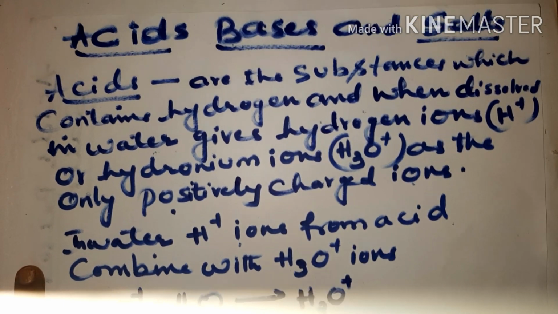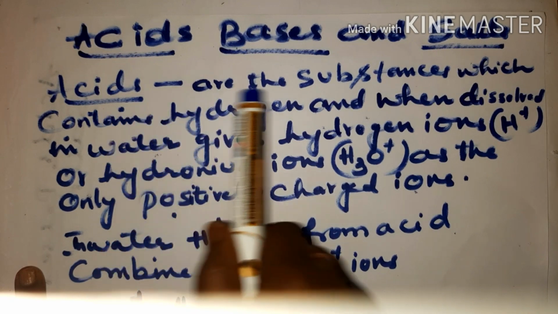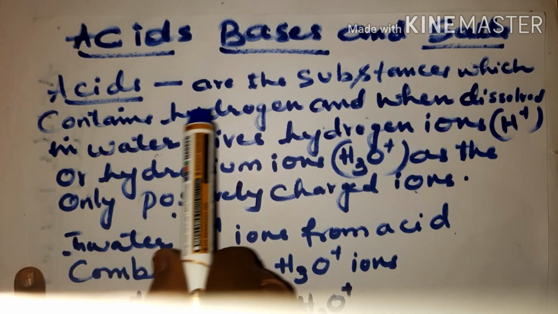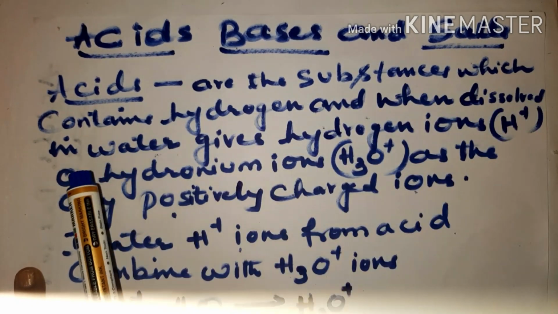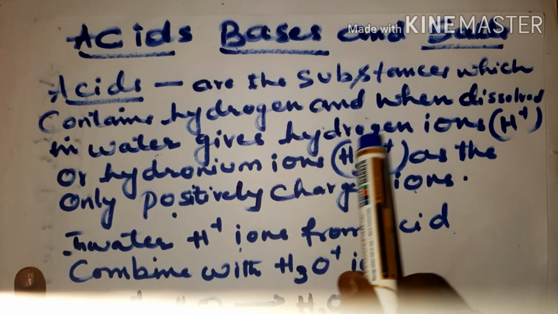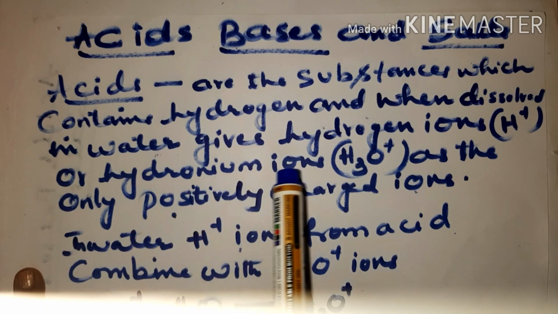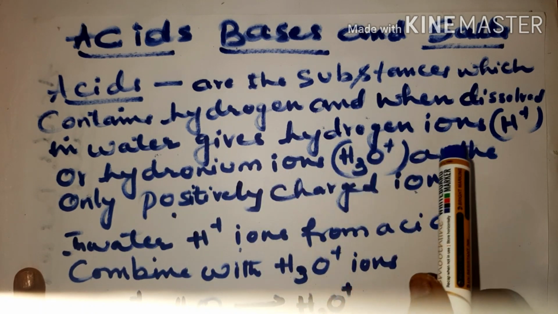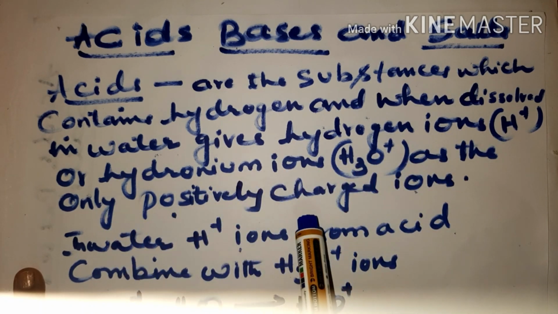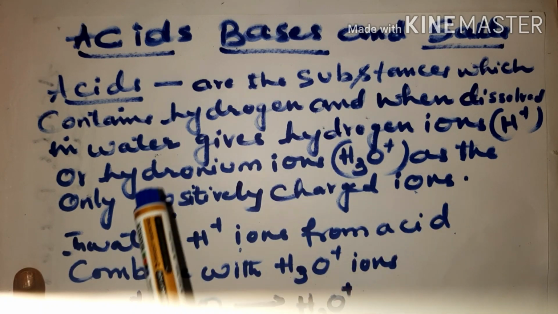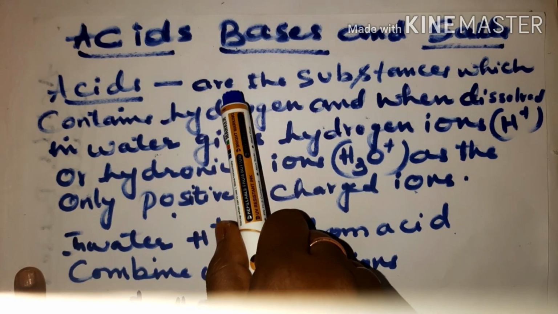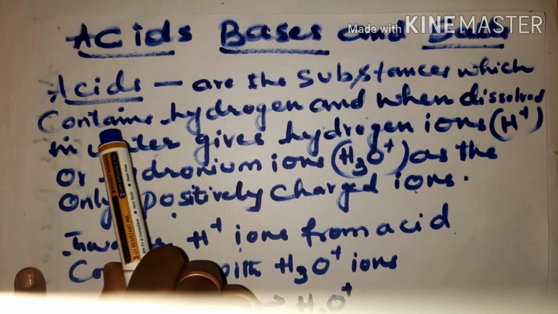So what are acids? Acids are the substances which contain hydrogen and when dissolved in water give hydrogen ions, that is H plus, or hydronium ions H3O plus, as the only positively charged ions. So what are acids, students? Acids are the substances which contain hydrogen.